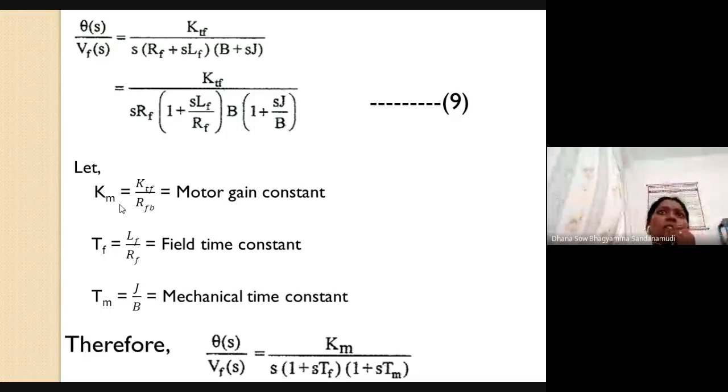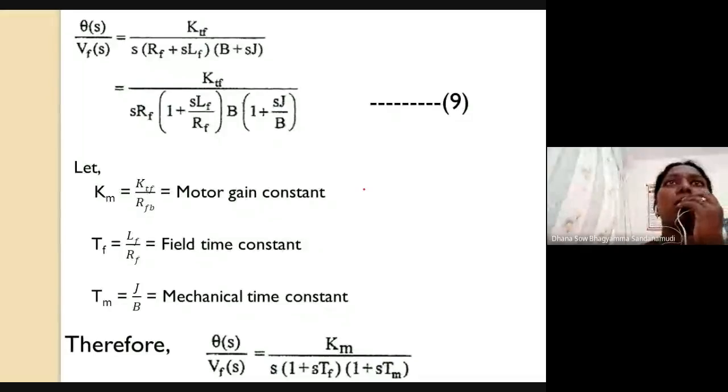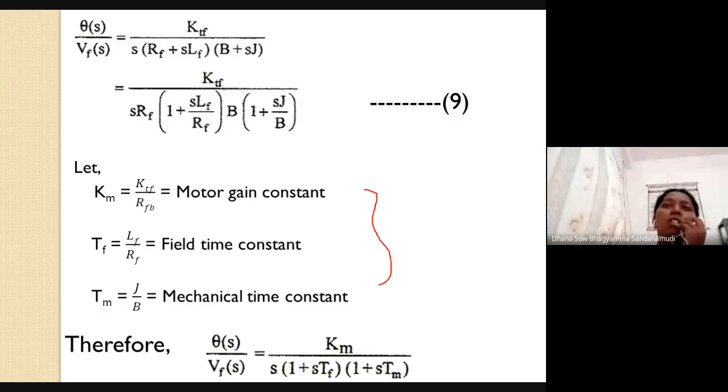Let Km equal KTF by RF B, the motor gain constant. TF equal to LF by RF is the field time constant. TM equal to J by B is the mechanical time constant. So I am considering here 3 constants. It is our wish; I want to rewrite it in a simple form. That's why I have written like this and considered these constants.